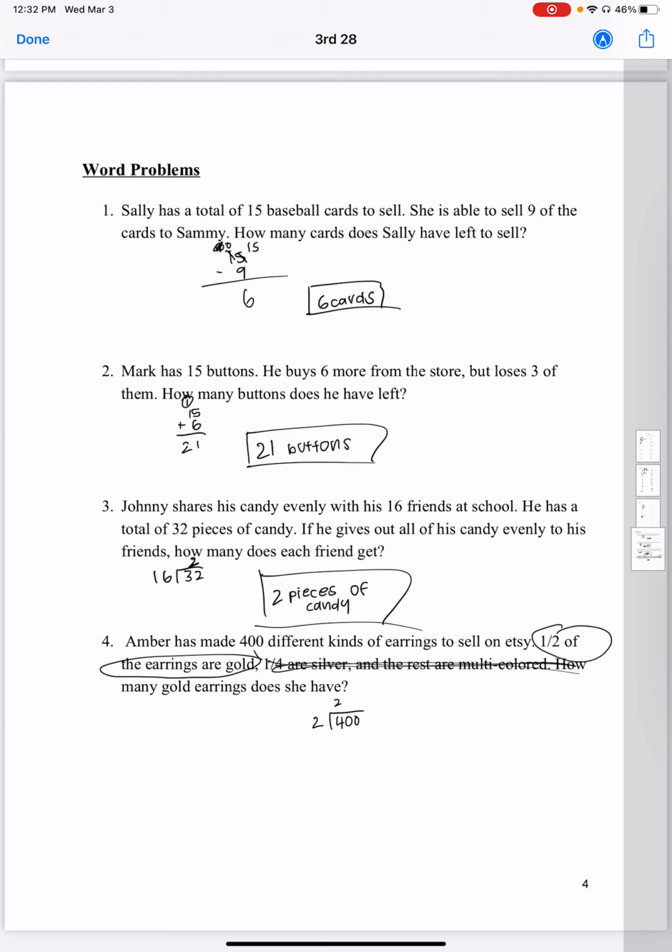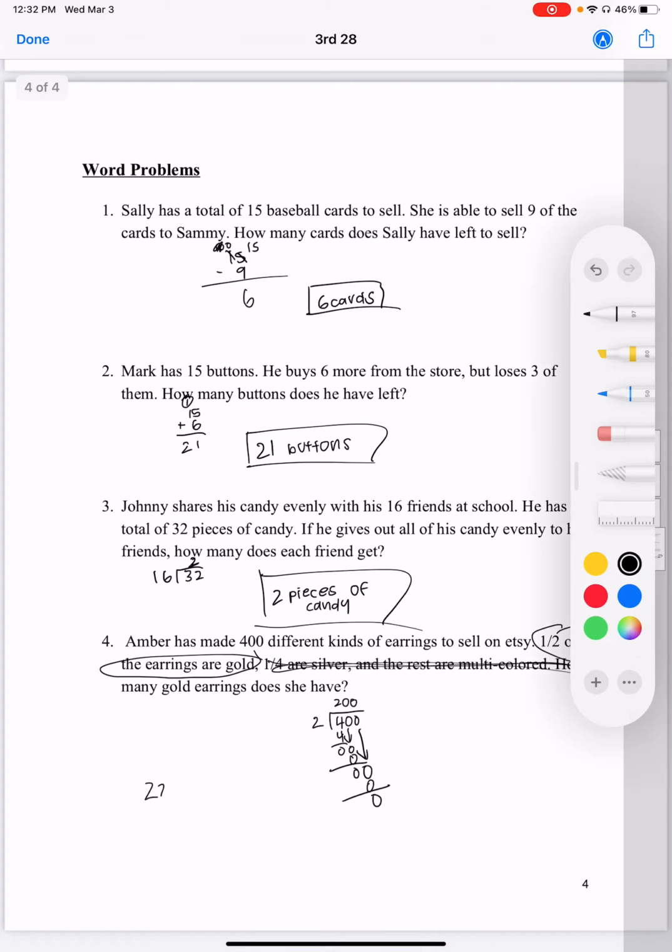2 times 2 is 4. 0, bring down the 0. 2 doesn't go into 0, so we put a 0. 2 times 0 is 0. 0. That's a lot of zeros. How many times does 2 go into 0? 0, so 2 times 0 is 0. And we have an answer of 200, remainder nothing. So she has 200 gold earrings.